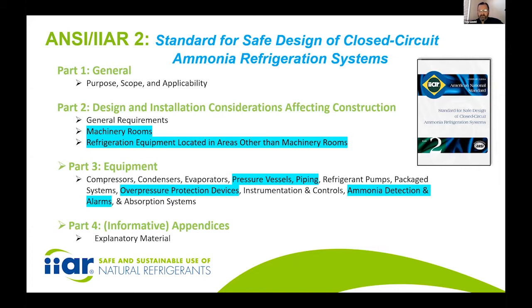And this includes, of course, general requirements, but then I've highlighted a couple. I'm going to go a little bit more into depth later: machinery rooms, and then refrigeration equipment located in areas other than machinery rooms. And then part 3 is equipment, and I've highlighted some items there of the equipment. And then, of course, it has a part 4, appendices, which has explanatory materials. So the highlighted items, I'll touch base a little bit further.